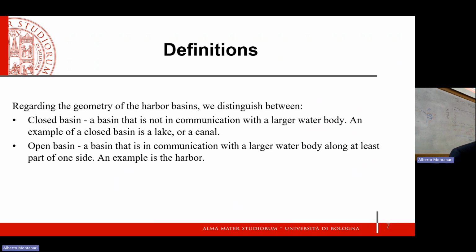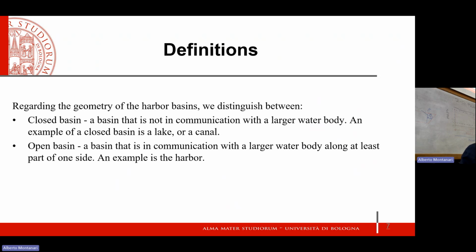An open basin is, on the other hand, a basin that is in communication with a larger water body along at least one side. An example is the harbor. Of course, if the harbor had a very small entrance, then the harbor may be treated as a closed basin. But usually we don't have such situations in harbors.